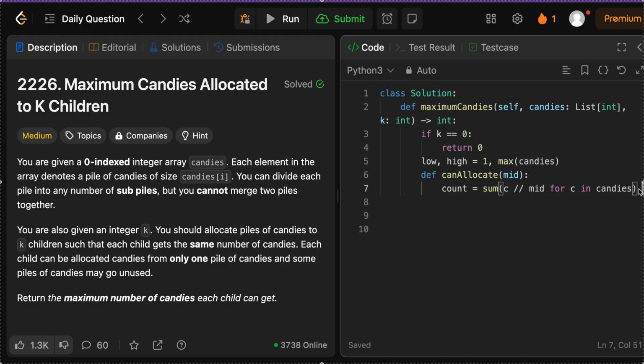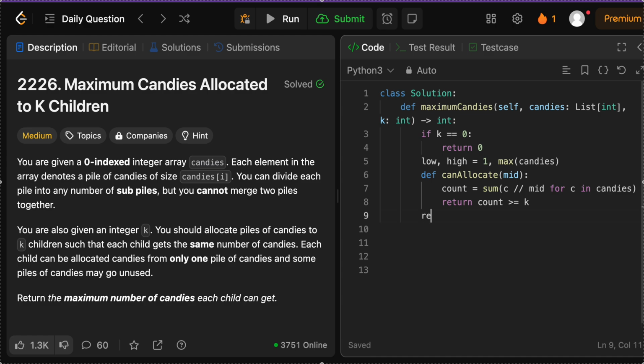The way we can check that is quick. We return whether the count is greater than or equal to k. If it's greater than or equal to k, we can accommodate at least k children. It's true, perfect. It means mid is a feasible allocation. If it isn't, though, we cannot satisfy that many children, and so it would be false, right? So this is basically checking if we can allocate this number of candies mid, which we'll calculate in every iteration of the binary search implementation.